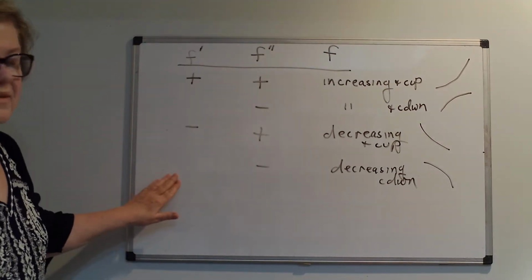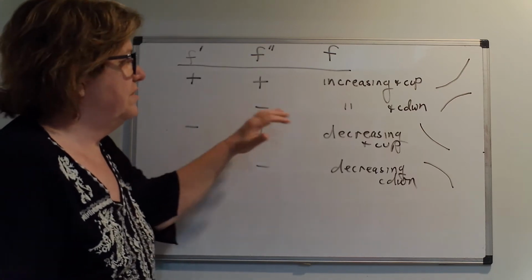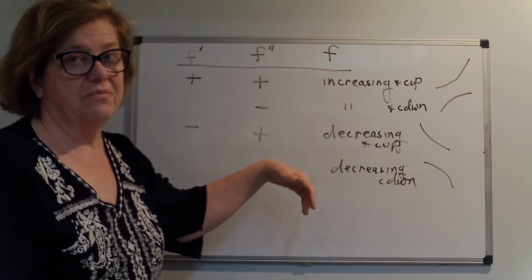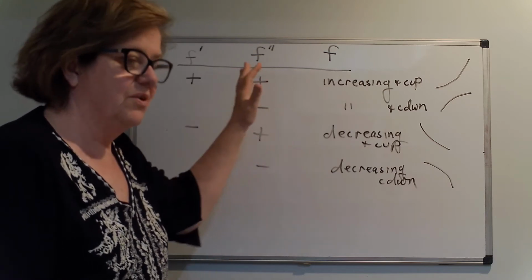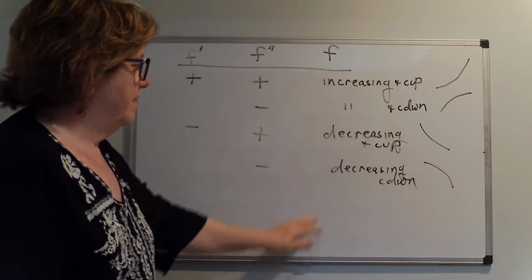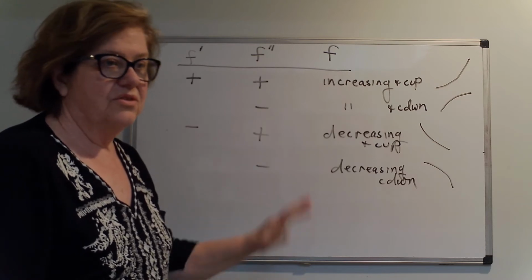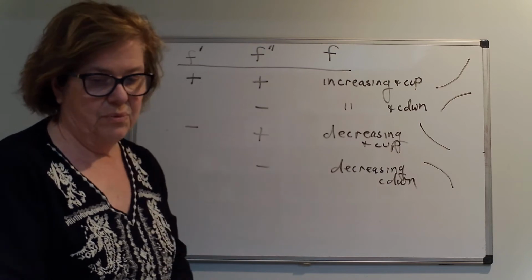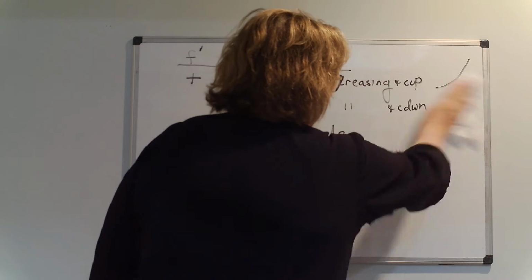We also said if the function goes from increasing to decreasing, then there's a local maximum. If the function goes from decreasing to increasing, then there's a minimum. If the second derivative changes sign, S-I-G-N, then we have an inflection point. Okay, so let's look at another kind of problem.